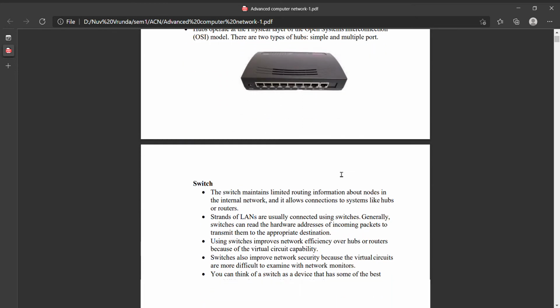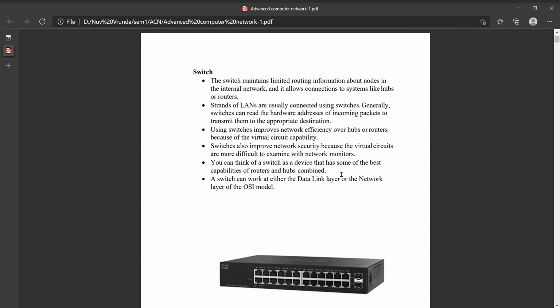Okay, now what is a switch? A switch maintains limited routing information about the nodes in an internal network, and it allows connection to systems like hubs and routers. As we see in LAN networks, we see the switch as shown in the figure. Strands of LANs are usually connected using a switch. Generally, switches can read the hardware address of incoming packets to transmit them to the appropriate destination. This is also a property of a switch, or the work of a switch.